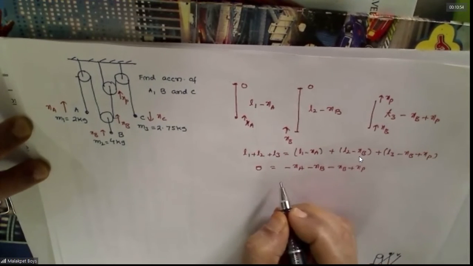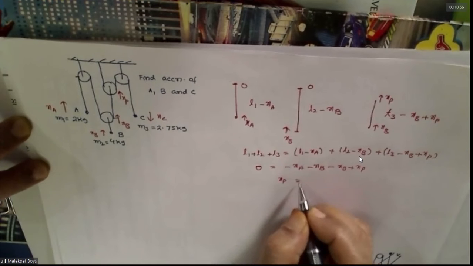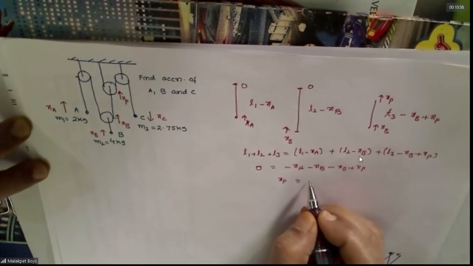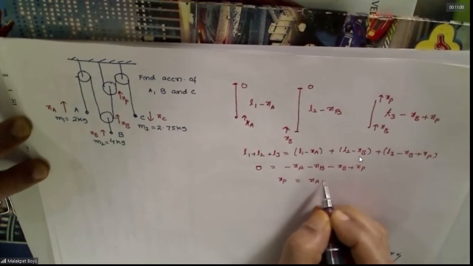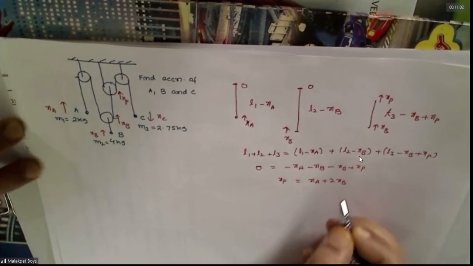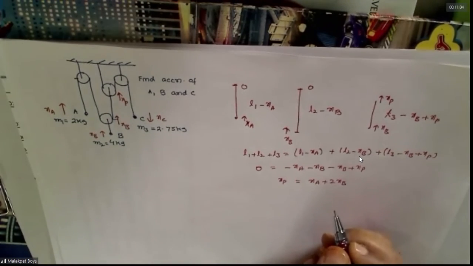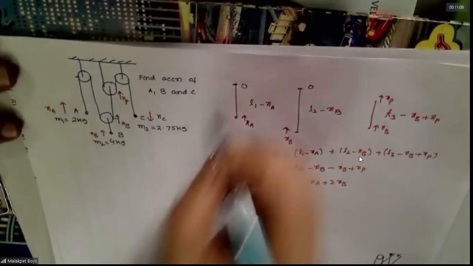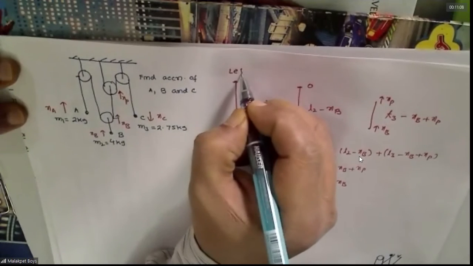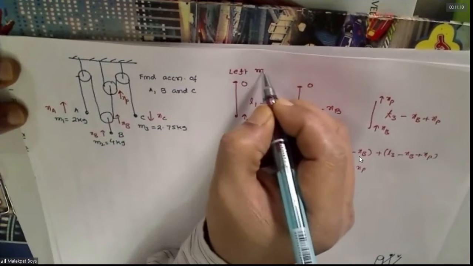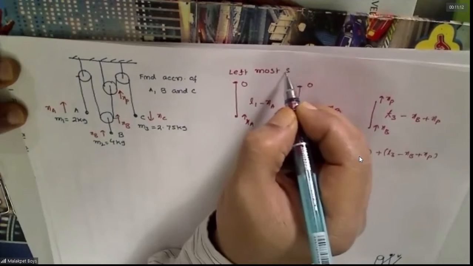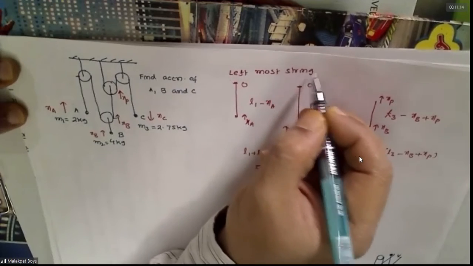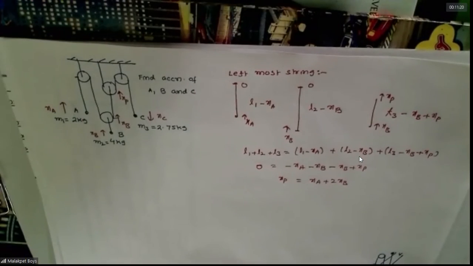So this gives you what? XP equals XA plus 2XB. Do you agree with this? This is for the left string. Yes, sir. Okay, now come back to the other part.